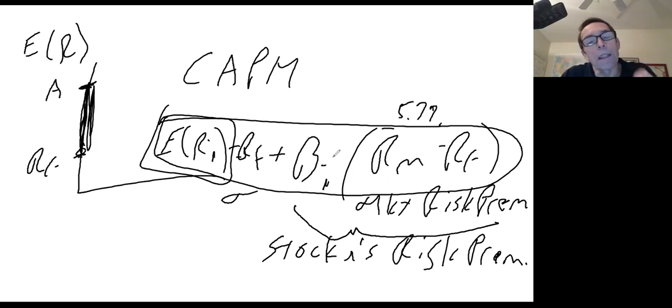Now, we'll talk about the capital asset pricing model a little bit more, and we'll start to use it in some formulas, in some ways to be able to price some assets in our next video.